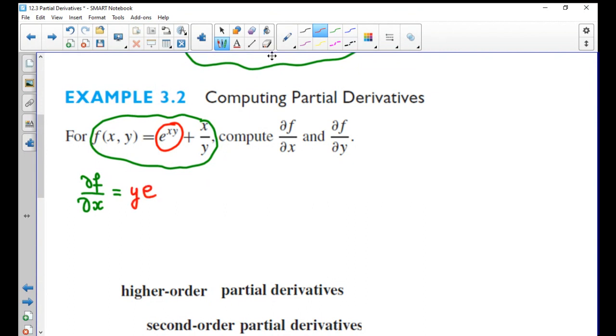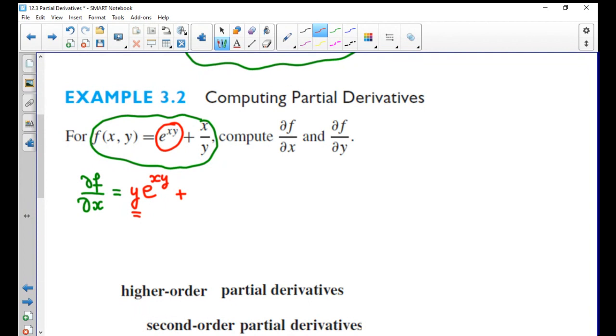Yeah, y e to the power of xy. Where did this y come from? The derivative of xy with respect to x. Yes. So it's the derivative of xy here with respect to x. It will give you the y. It's u dash. And then e to the power of u. That's okay. And then x over y.